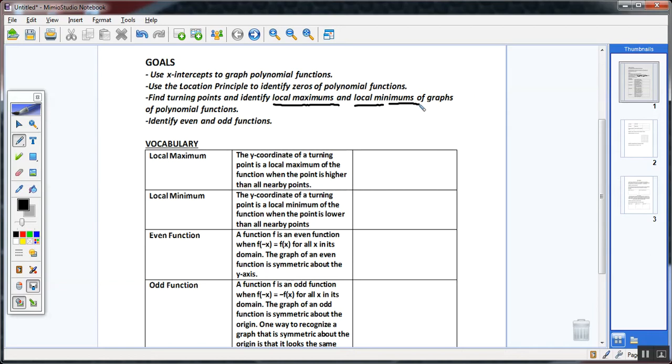Now, identifying even and odd functions isn't as easy as just saying, ooh, the degree is 9, so it's odd, or the degree is 8, so it's even. It's not as easy as that. So there'll be some things that we look at that get a little complicated, but nothing impossible.